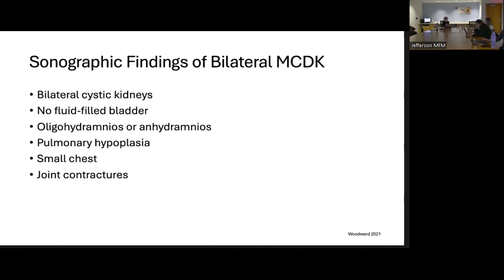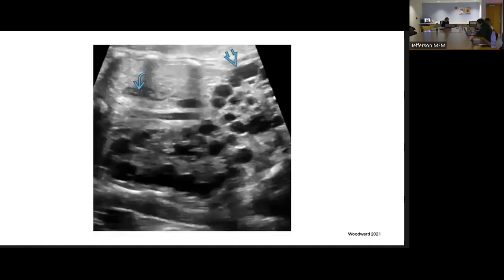So what about bilateral MCDK? Well, you're going to see bilateral cystic kidneys. You're not going to see a fluid-filled bladder. You're going to have oligohydramnios or anhydramnios, which then leads to pulmonary hypoplasia, small chest, and also joint contractures, et cetera, from your lack of amniotic fluid surrounding the baby. And so here's a picture of bilateral MCDK. You're seeing both kidneys are replaced by diffuse cystic changes.